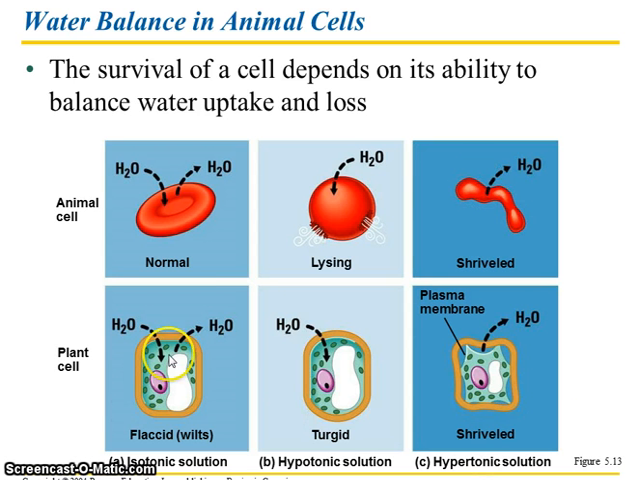In plants, it's somewhat similar. However, because they have this cell wall, the cell shape doesn't change as much. So in hypotonic, the vacuole can fill with more water and it gets more full, but it doesn't burst. And when it shrivels, you can see the plasma membrane have spaces between that and the cell wall.